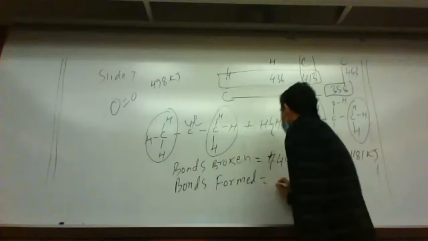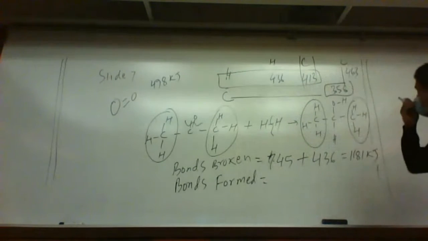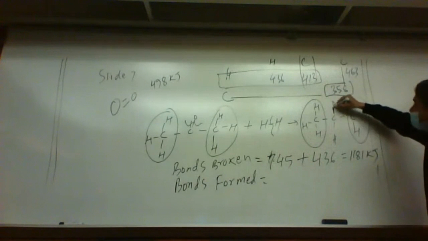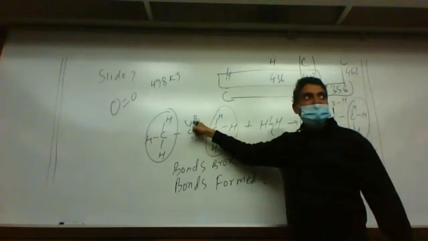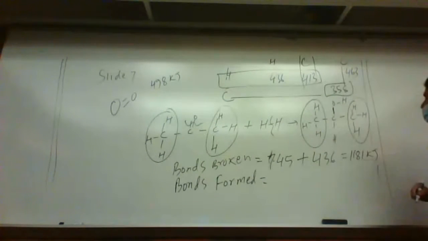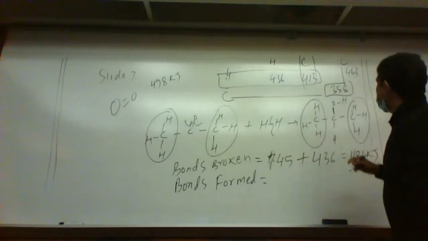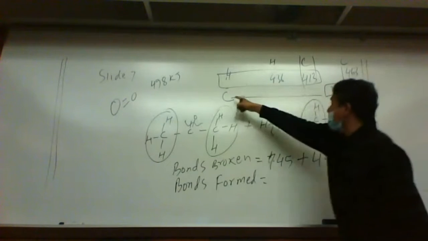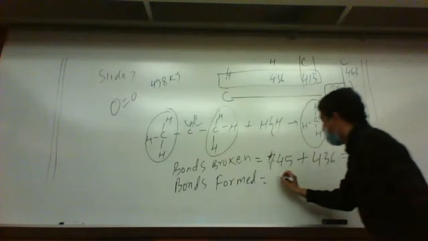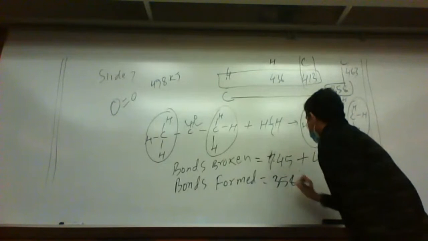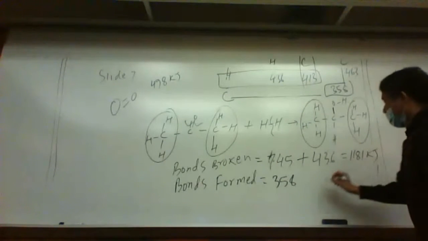Bonds formed. Formation is always this way. So where is the bond formed? This C-O bond is formed here, because there was a double bond here. Now here is a single bond, so that bond is formed there. So what is the C-O bond here? We have 358. C is here, O is here, 358. So that's 358.